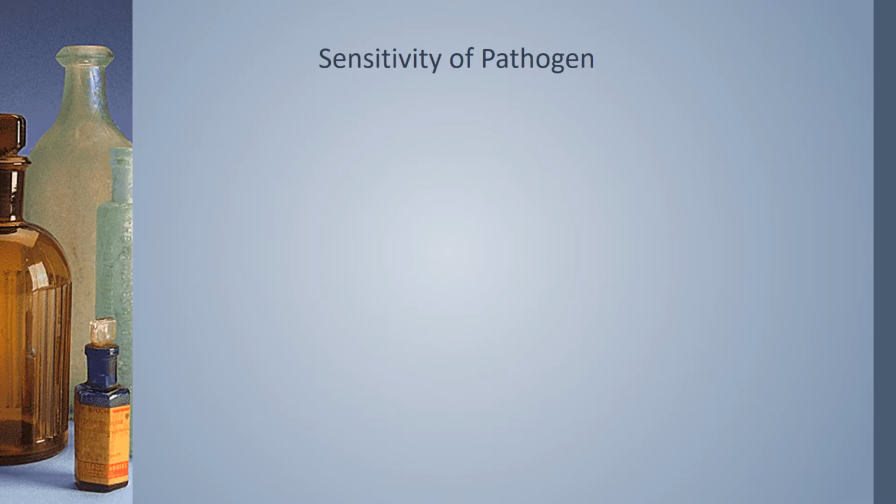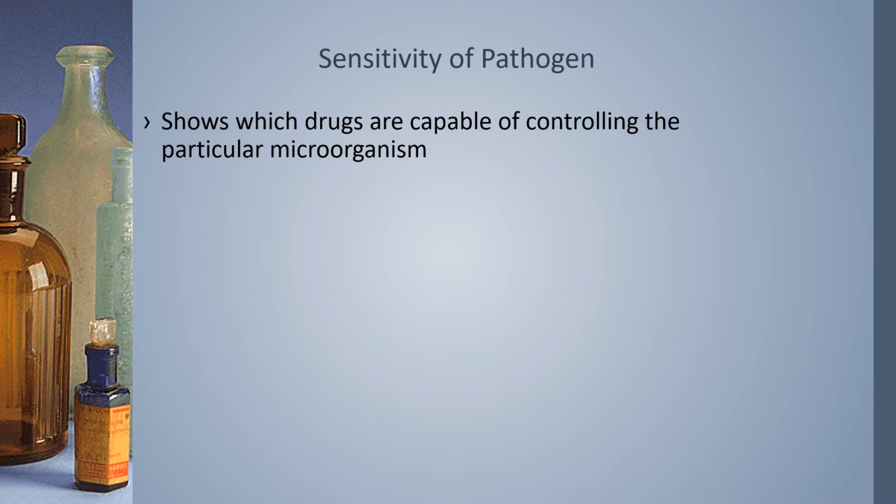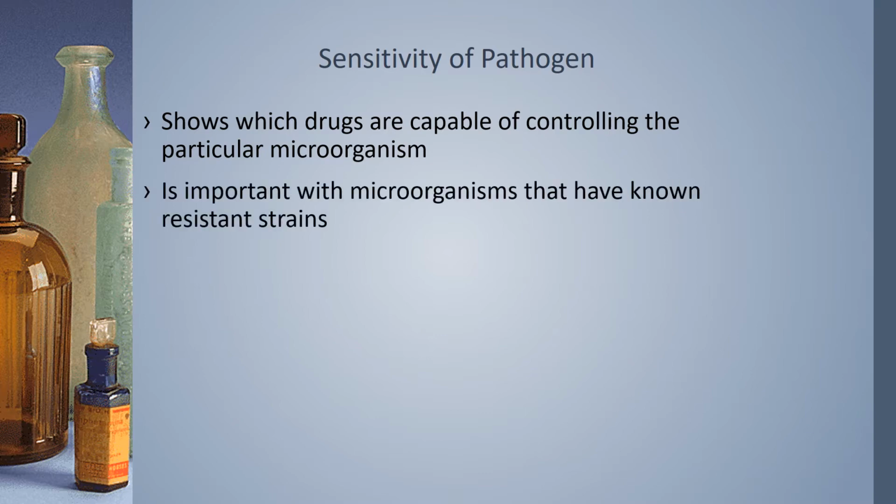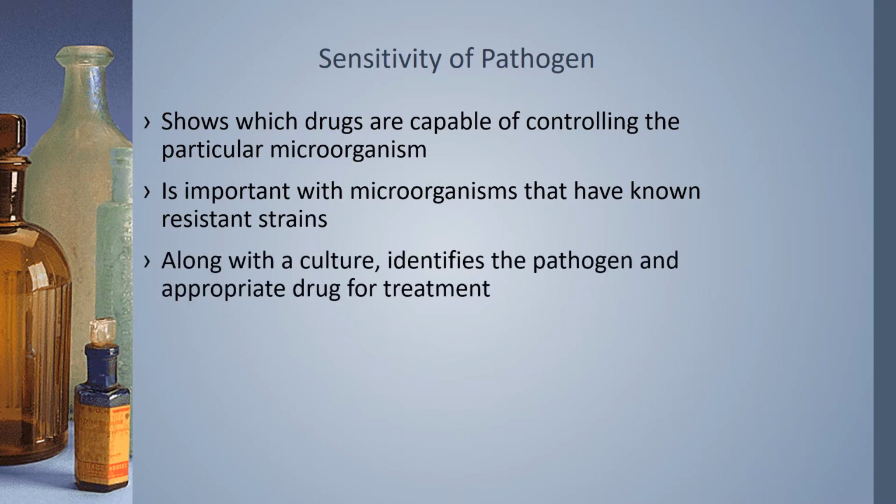So, sensitivity of a pathogen. Sensitivity is going to show which drugs are capable of controlling the particular microorganism that we have just grown by culture. It's important, particularly with microorganisms that we know to be resistant, like MRSA, Staphylococcus aureus, Enterococcus, for example. Part of that culture is going to identify the pathogen, and then the sensitivity piece of that will help us to select the appropriate drug for treatment.